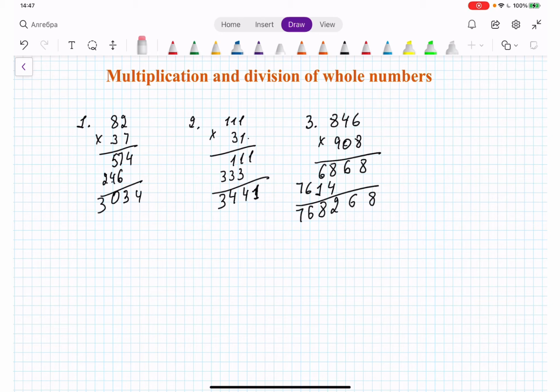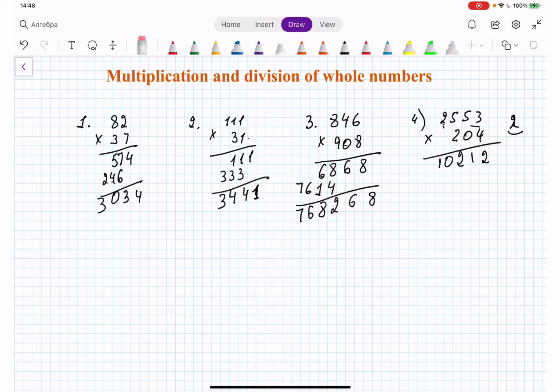Number 4. 2, 5, 5, 3 times 204. 4 times 3, 12, 1 in mind. 4 times 5, 20, and 1, 21. Now we have 2 in mind. 4 times 5, 20, and 2, it's going to be 22. Again, 2 in mind. And 4 times 2, it's going to be 8, and 2, we are getting 10.